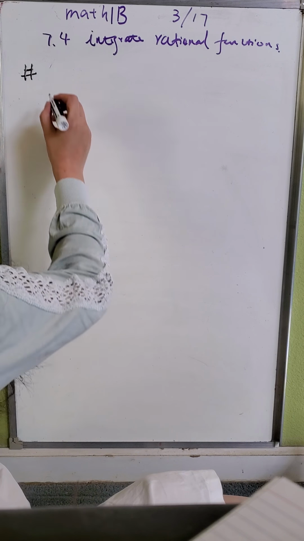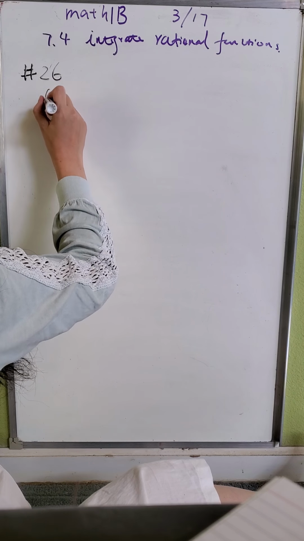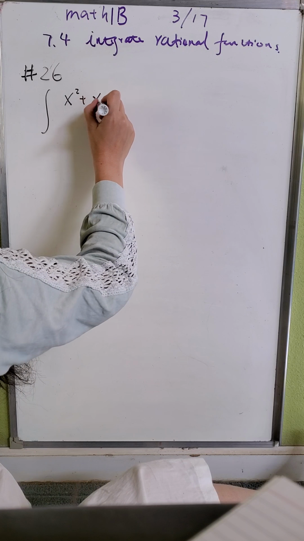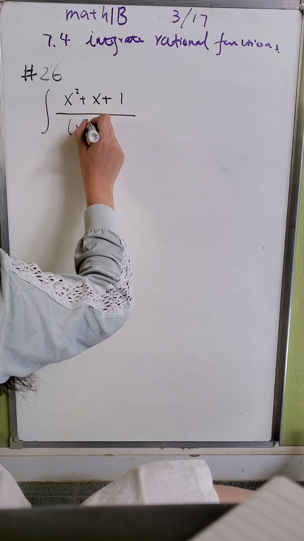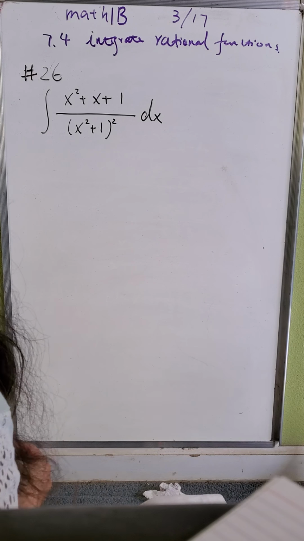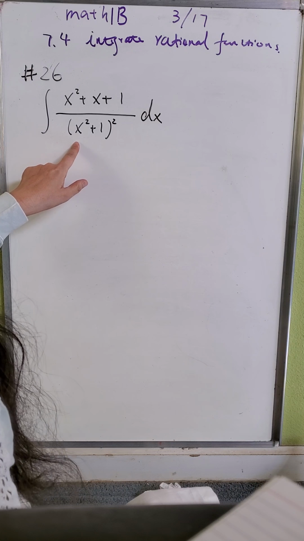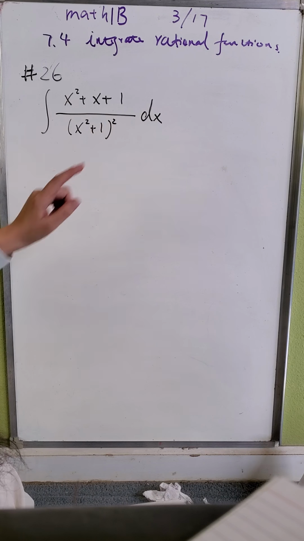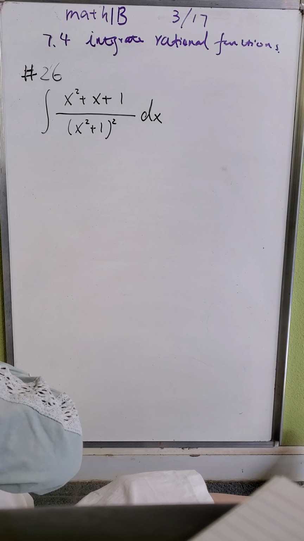So here's problem number 26. We're going to integrate (x squared plus x plus 1) over (x squared plus 1) squared, dx. And if you look at this problem, you realize that this is pattern number 4. Pattern number 4 is when you have a quadratic and then squared. So we're going to write out the pattern first, okay?